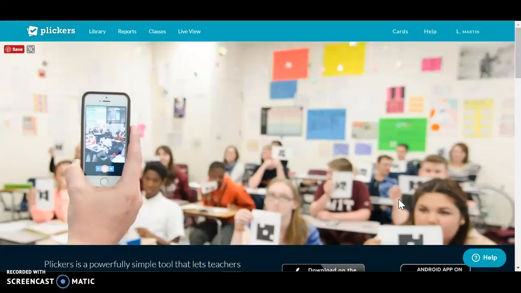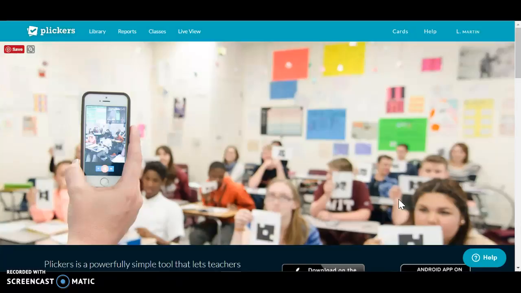Plickers is one of my favorite assessment tools that I use in my classroom. It's essentially a QR code that students use to answer multiple choice questions. And whenever students rotate the QR code, a different choice is indicated.